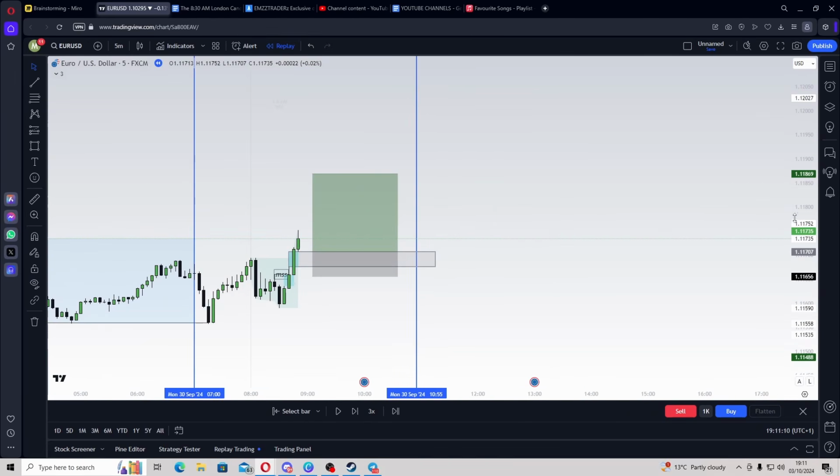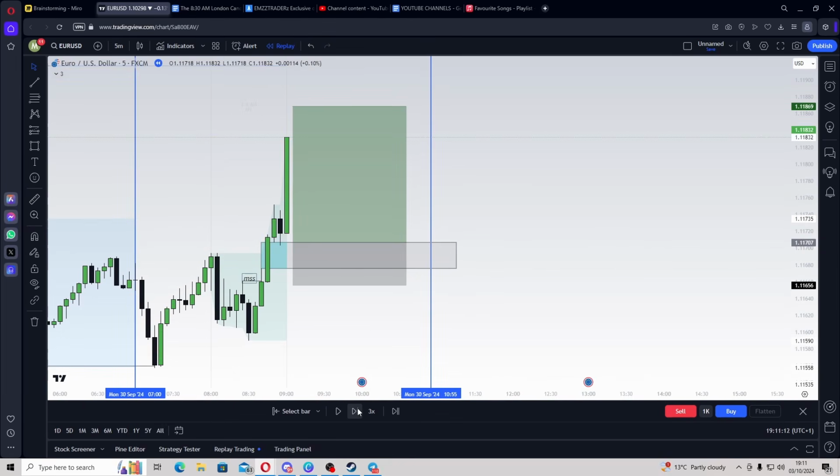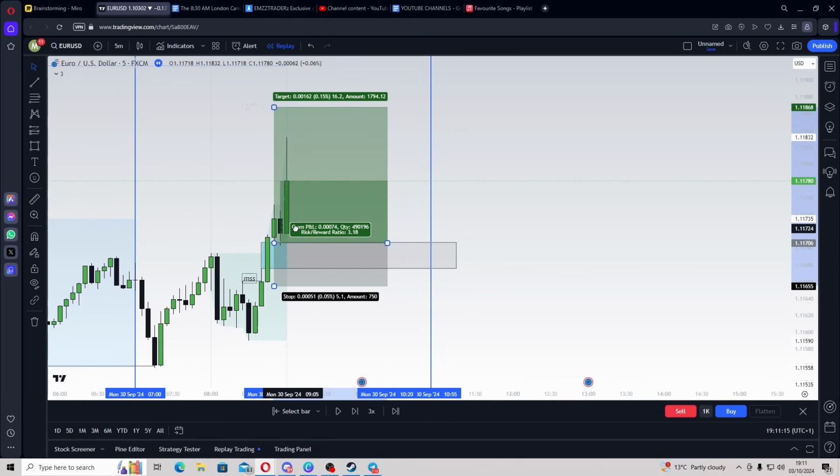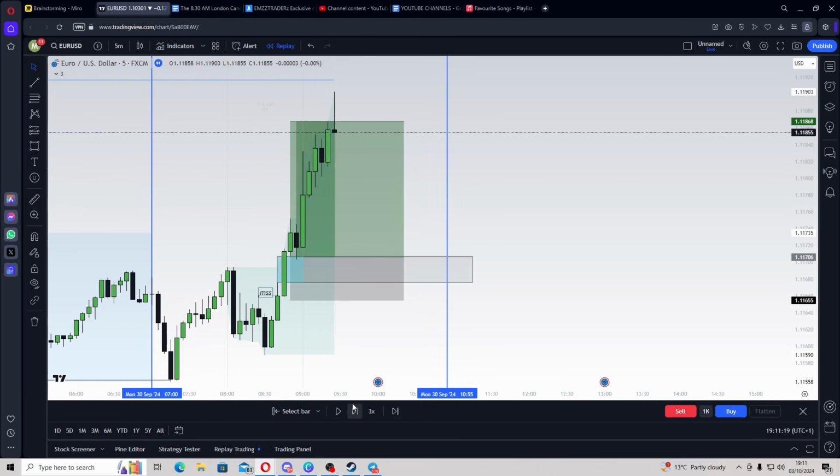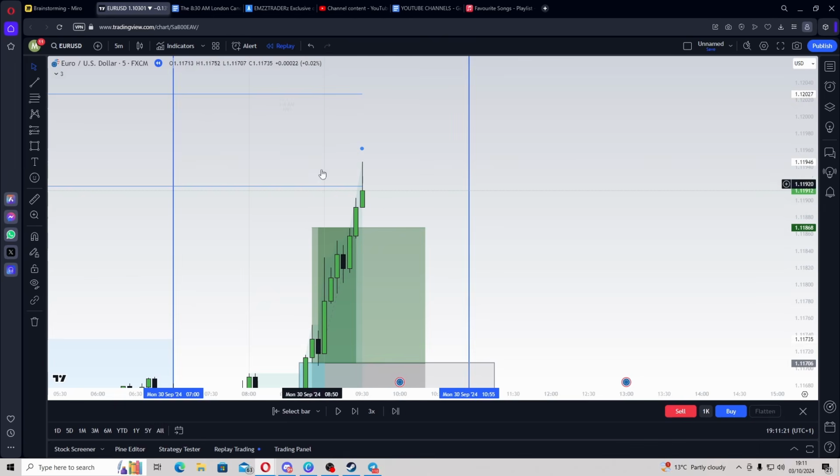And now if I just play it forward, let me zoom in a little bit for you guys. You can see that's re-entered right here. And the big candle momentum just came after it, and you can see it's going up, and it just smashed take profit, and it's going even higher.